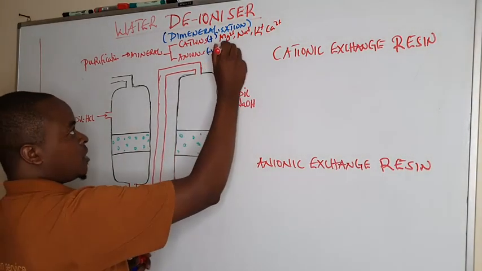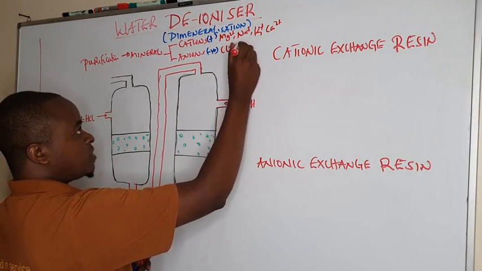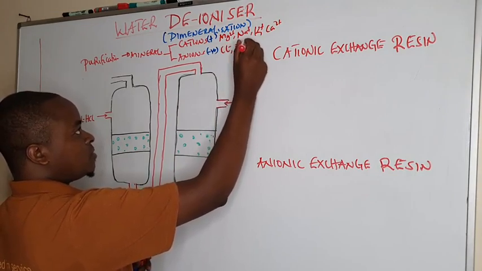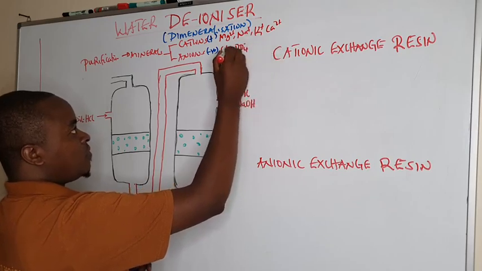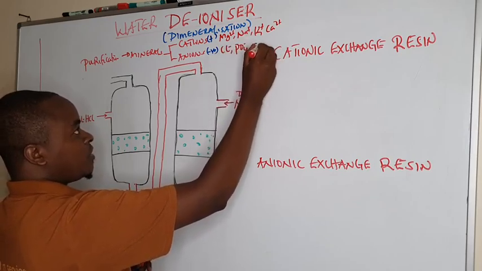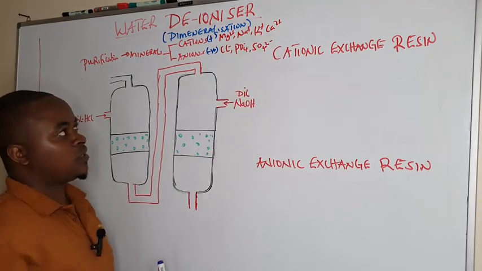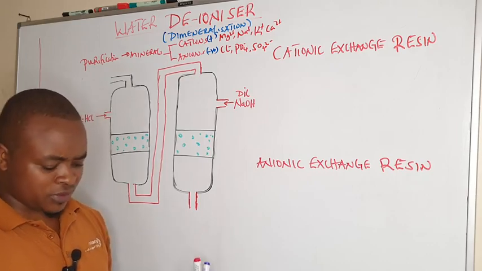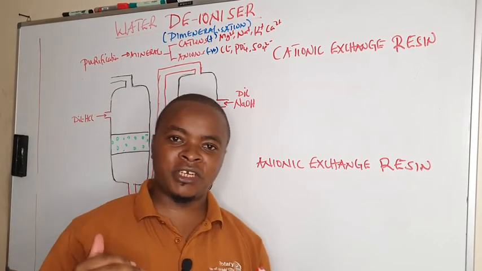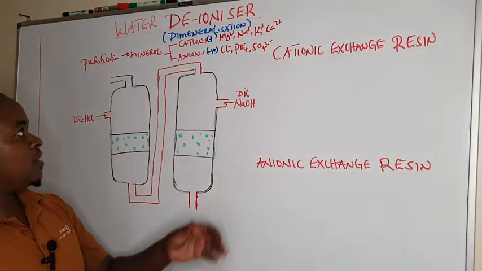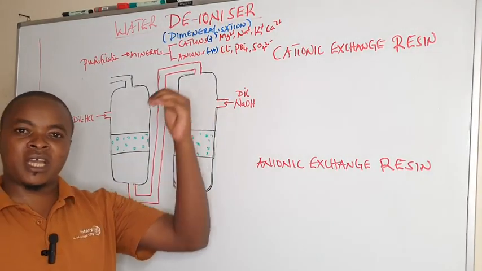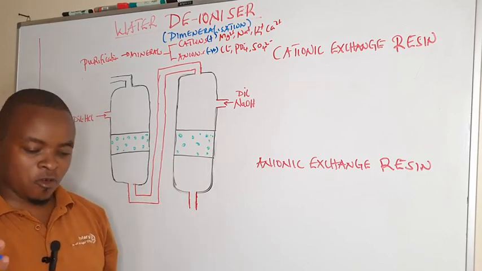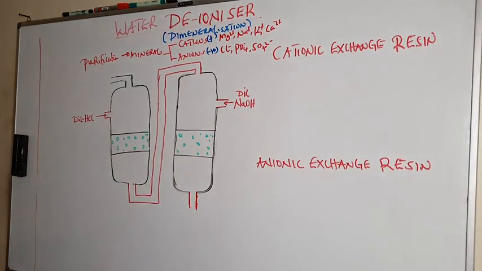Whereas the anions can be like chloride, phosphate, you can have the sulfate ions. All these can be found in water. So we want to see how we can get rid of these anions and the cations from water so that we can use this water for many activities in the lab.